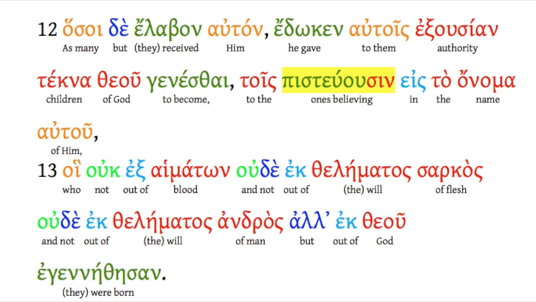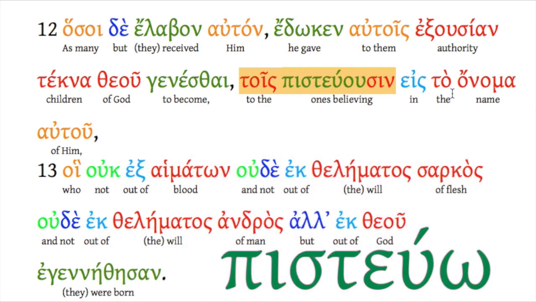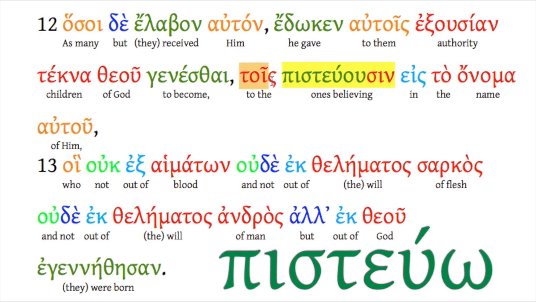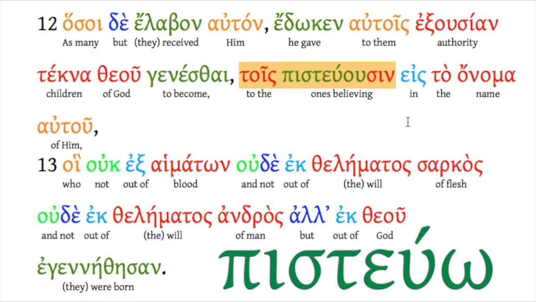Now down in verse 12, you can see it says, as many as received him, he gave to them authority, tekna theou genesthai, children of God to become, tois pisteuousin, eis to onoma autou, in the name of him. Who does he give this authority to? Tois pisteuousin, to the believing ones. Now, you can recognize pisteuousin from pisteuo. Notice it hasn't changed. It's a present participle.